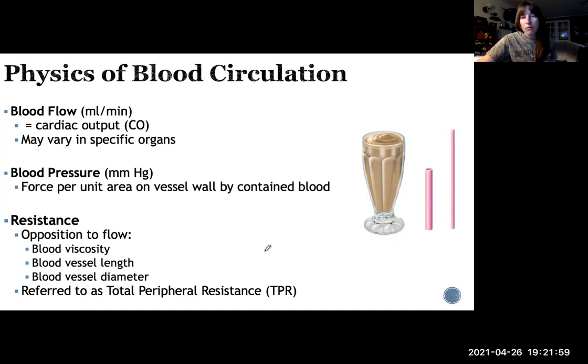The total resistance of your vascular system to blood flow is referred to as the total peripheral resistance. So the TPR is the resistance that your blood flow is encountering, and it is the combination of the blood flow and the resistance that causes the pressure of the fluid inside of the vessels. That pressure inside of the vessels is your blood pressure.